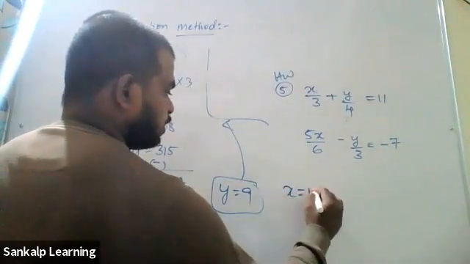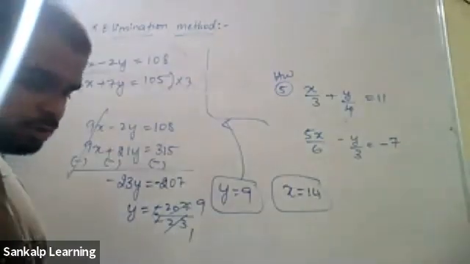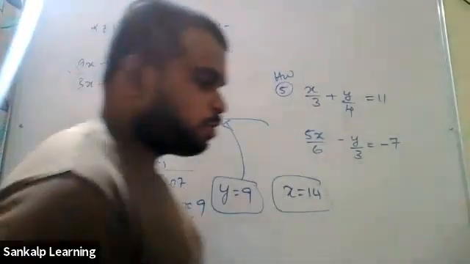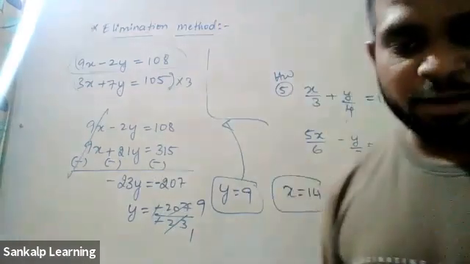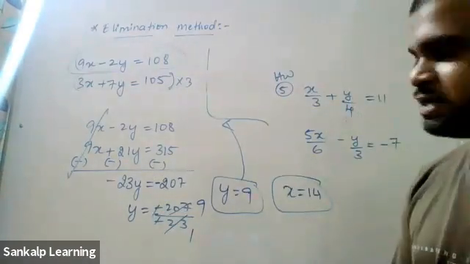If you have got the value of x here, y is 9, x value is 14. X value 14, sir. Yeah. Good. Any method you do it, no problem, but you should get the answer correctly and the method should be correct. Okay.